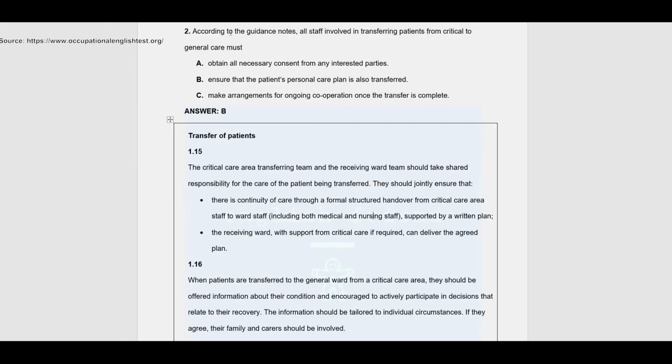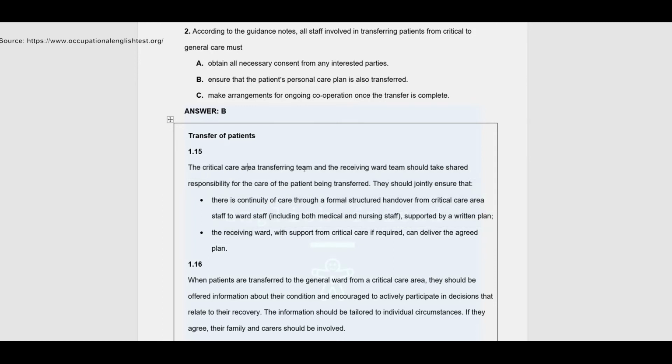Question number 2. According to the guidance notes, all staff involved in transferring patients from critical to general care must. Here the answer is B, which says ensure that patient's personal care plan is also transferred. This information can be found in this first portion.